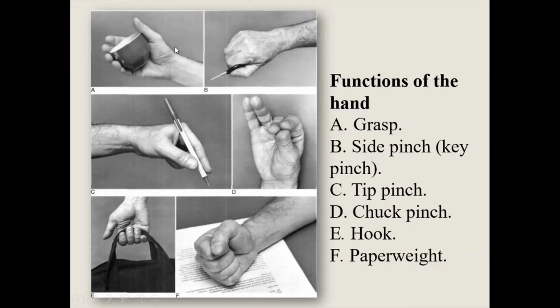the ability to grasp. So this is the grasping function, this is the side pinch function. Because there is a key, we also have a key pinch function. It may not be a key, it could be anything that is flat, but it's a side pinch. Then holding with the tip, you have this function called the tip pinch. Then you have the chuck pinch, the ability to use the fingers as a chuck to hold on to something. A typical example would be the way you hold a painting brush.